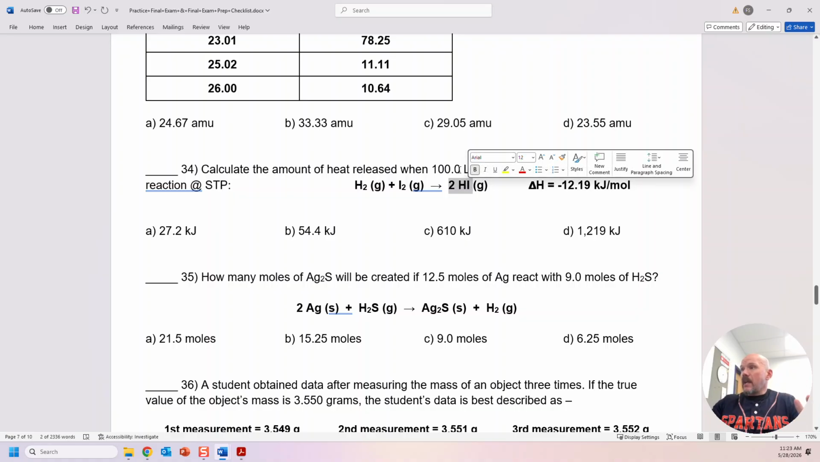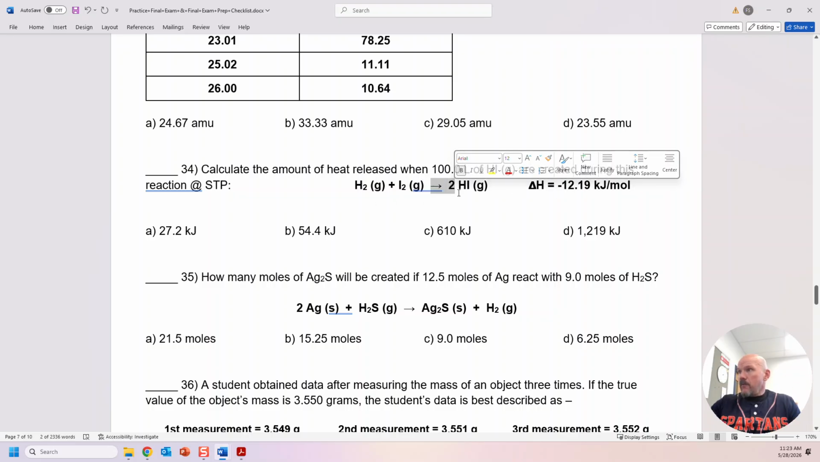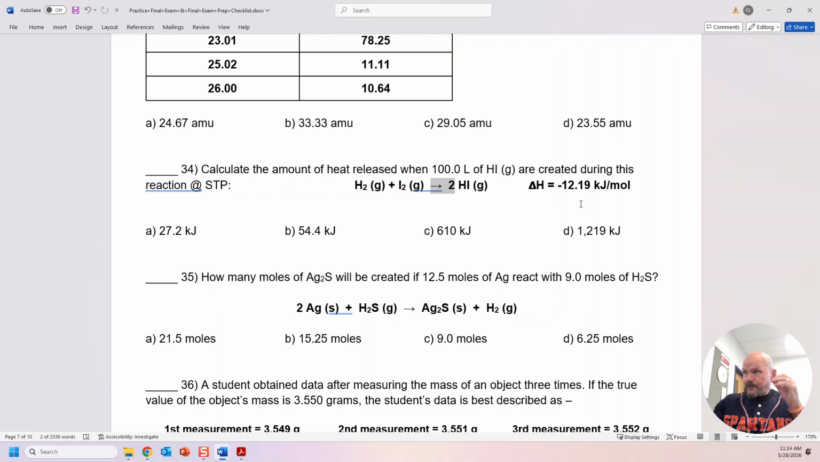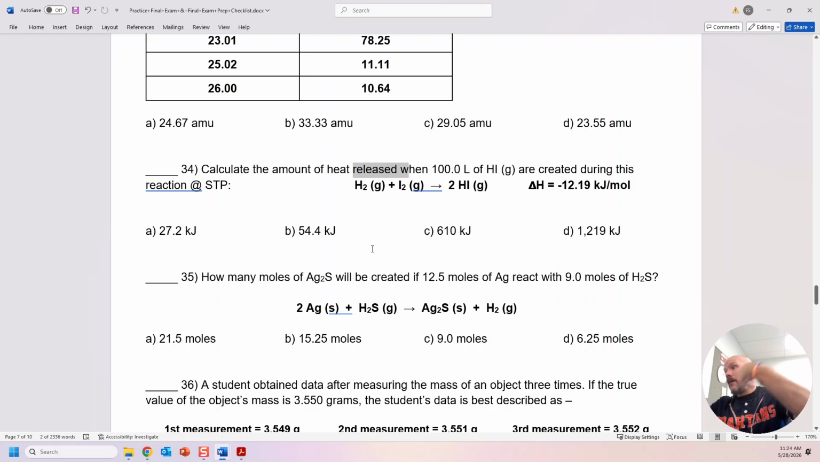So what we first got to do is take what we're given, 100 liters of HI, and convert it to moles. Well, when we have a gas at STP, remember, we just divide by 22.4. And then once we have moles of this, we're going to multiply by this number and then divide by 2 because it's that much energy for every 2. Now, we don't need the negative sign because negative energy just means it was released or produced or lost to the environment. So since the question asked how much heat was released, we already know the energy value that we're going to report is an energy being released, so we don't need the negative sign.